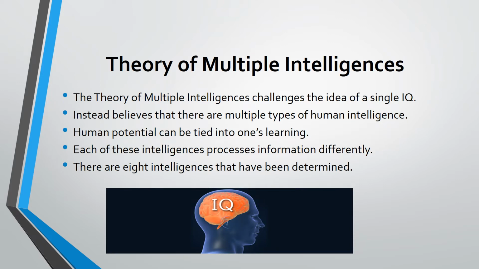Now, the theory of multiple intelligences challenges the idea of a single IQ. Instead, it believes that there's multiple types of human intelligence, and that human potential can be tied into one's learning. Each of these intelligences processes information differently, and there are 8 intelligences that have been determined at this time, and we're going to go into those individually here.